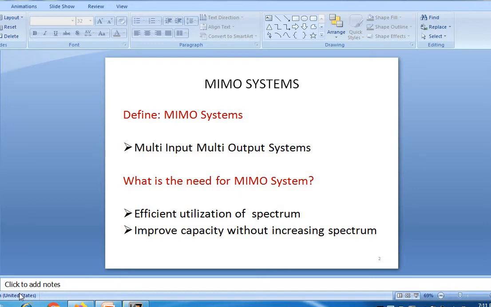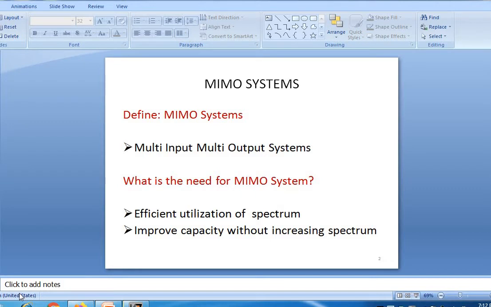So the next question arises, why do we need this MIMO system? In order to efficiently utilize the spectrum, that is, there is an electromagnetic spectrum. This spectrum is allocated to different service providers depending upon the purposes. So for wireless communication, some amount of spectrum has been allocated. This has to be efficiently utilized. So for a given range of frequencies, I am going to transmit a number of data. So by this, I'll be efficiently utilizing the spectrum.